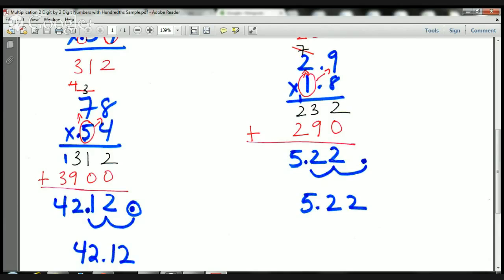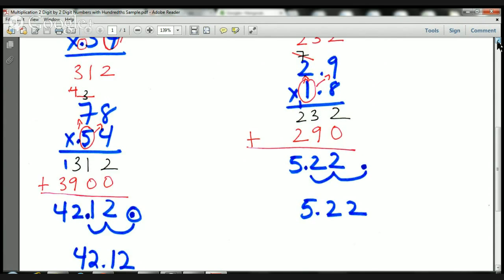2 plus 0 is 2. 9 plus 3 is 12. 1 goes there, 2 goes down there. 2 plus 2 is 4, plus 1 more is 5. And I've got a decimal point there, a decimal point there. I've got 2 spaces in between. I've got to start here with my decimal point, and then I'm going to count 1, 2. My decimal point goes right there. The answer is going to be 5 and 22 hundredths. And that's it, boys and girls.